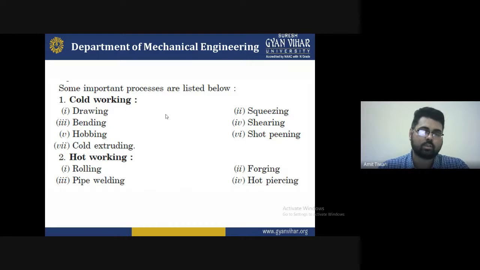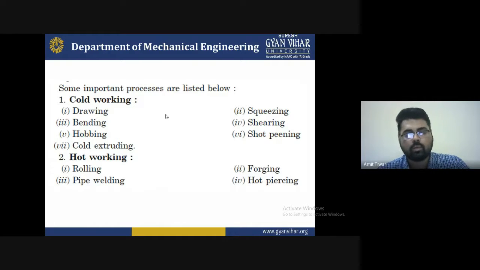The first is cold working. In cold working, seven types of operations are performed: drawing, squeezing, bending, shearing, hobbing, shot peening, and cold extrusion. These are all the techniques we discuss in cold working processes, such as drawing, bending, and hobbing.